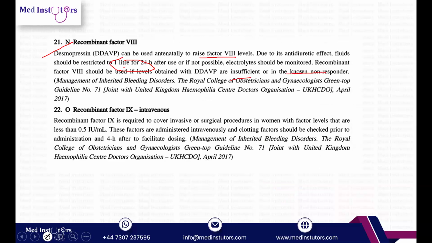Okay. Then next is factor O, recombinant factor 9 intravenously. Recombinant factor 9 is required to cover invasive or surgical procedures in women with factor 9 deficiency, whose values are less than 0.5. These factors are administered intravenously and clotting factor should be checked prior to administration and 4 hours after to facilitate dosing. Right? This is also an important point.